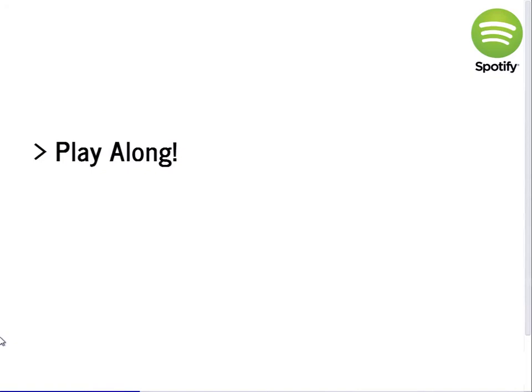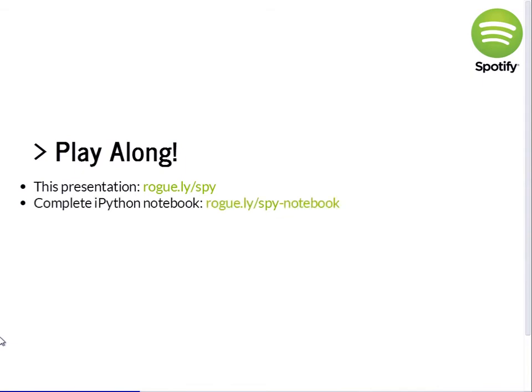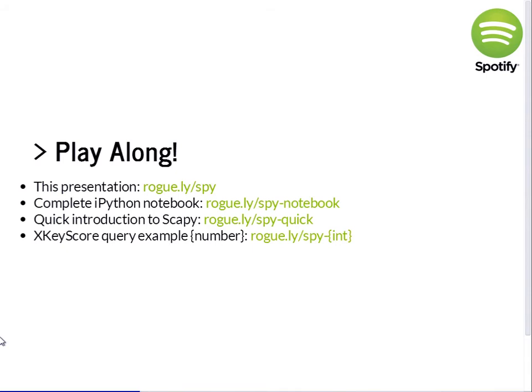And if you want to play along, if you happen to have a computer, this presentation is at rogue.ly/spy. The complete notebook is spy-notebook. Then I do a quick introduction to Scapy, and all the individual queries are spy-number of query. And then the whole repository of the notebooks can be found at /spy-repo. Really, you only need the first link because then you can find the links associated with that.